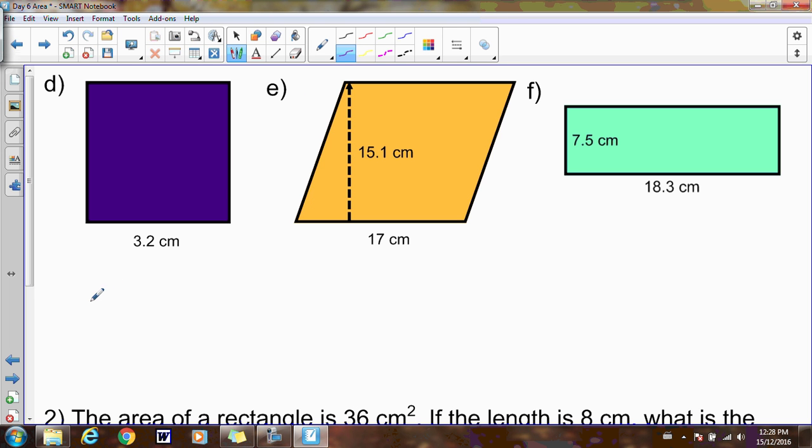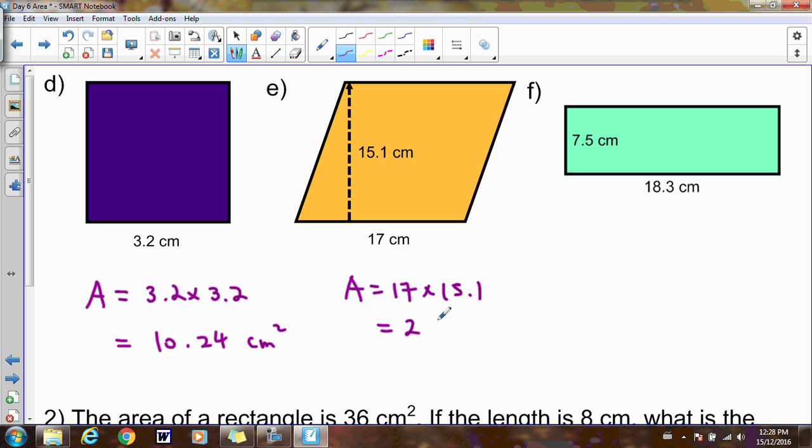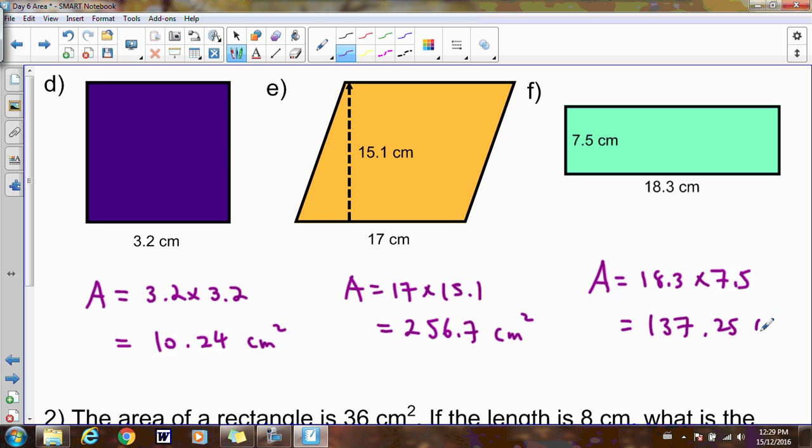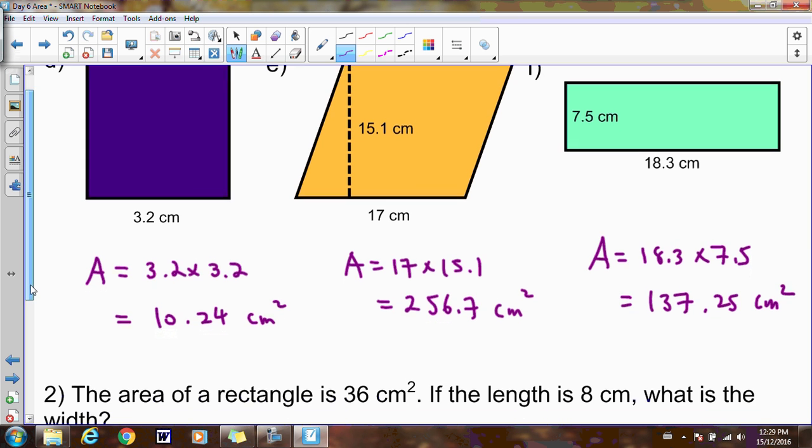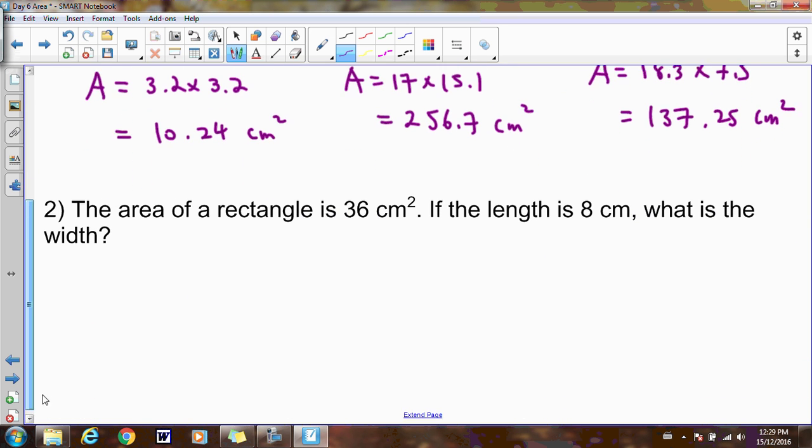All right, let's do a few more here. I'm just going to do these. So the area of this one will be just 3.2 times 3.2 because it's a square, and you're going to get 10.24 centimeters squared. The area of this one here is base multiplied by the height, so 17 multiplied by 15.1, 256.7 centimeters squared. And the last one here is a rectangle, so it'll be 18.3 multiplied by 7.5, and you're going to get 137.25 centimeters squared. So these are pretty easy ones. Now let's look at a few that are a little bit more challenging.